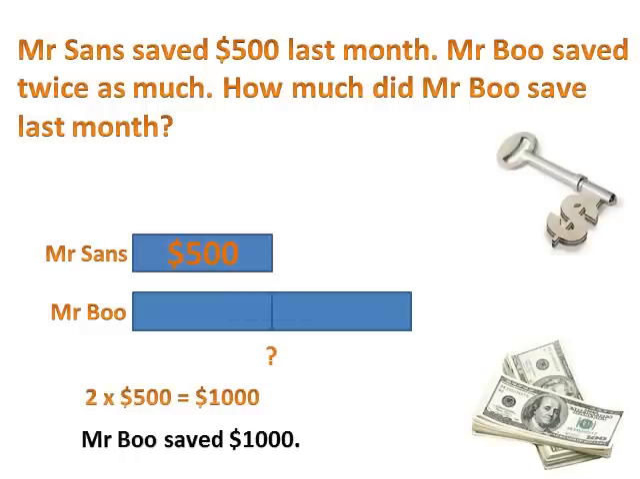And the question is how much did Mr. Boo save? So since Mr. Boo only has 2 blocks, you just have to multiply that by 500. So therefore he saved $1,000.